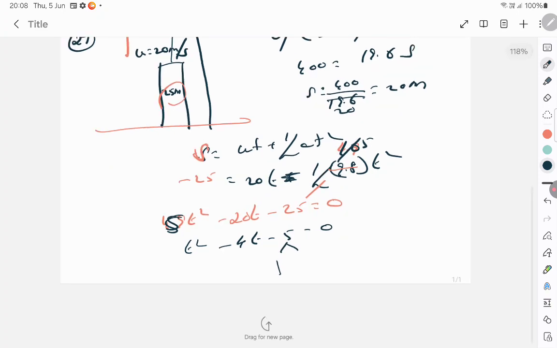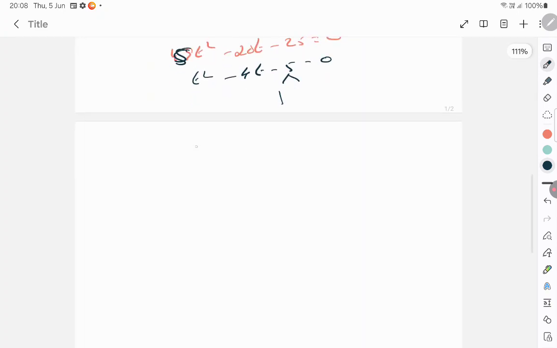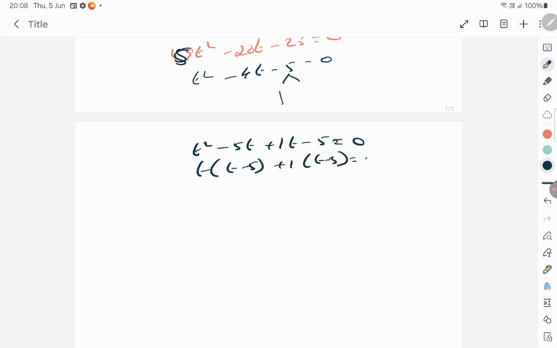5 ones are 5. You know how to factorize. So then therefore t square minus 5t plus 1t minus 5 is equal to 0. T into t minus 5 plus 1 into t minus 5 is equal to 0. Therefore, t is equal to minus 1, t is equal to 5. It's not possible for time to be negative.